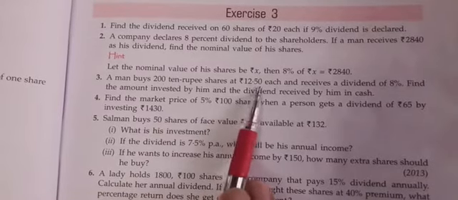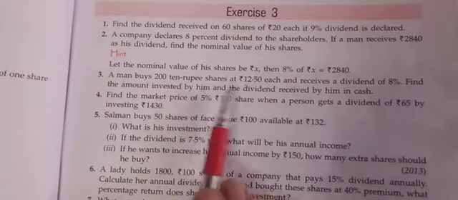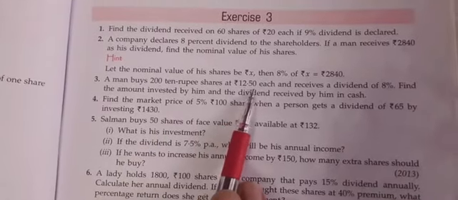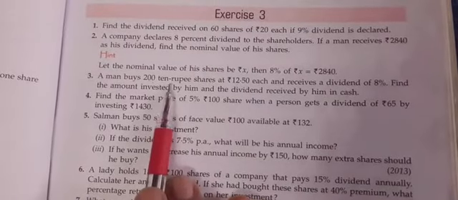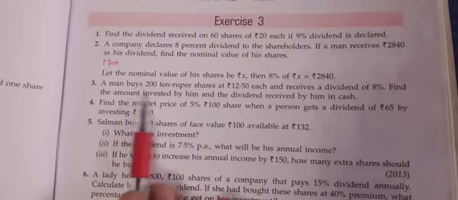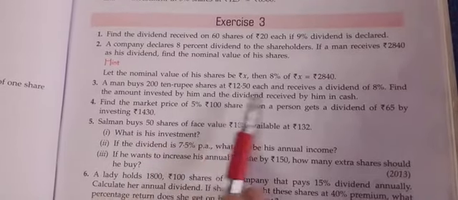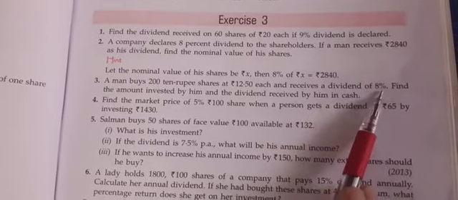At rupees 12.50, this is market value. This is FV, 10 rupees. This is MV, 12 rupees 50 paise. It means present rate is 12 rupees 50 paise and original rate of each share is 10 rupees. And number of shares is 200. So with the help of the first line we got all these values. And receives a dividend of 8%. Dividend rate is 8%.